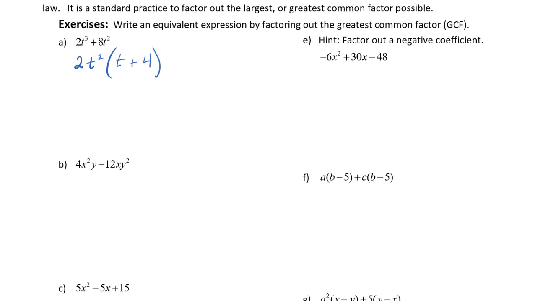Let's look at B. We have a 4, an x, and a y, so I'm going to factor out a 4xy out of both terms. That will leave me with an x in the first term and a negative 3y in the second term.